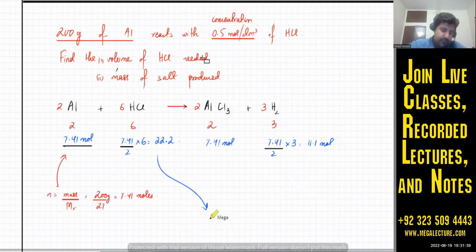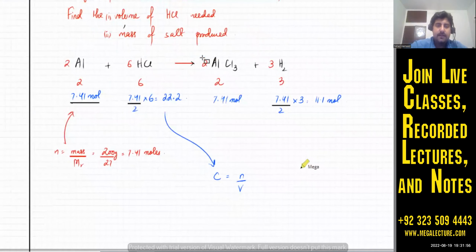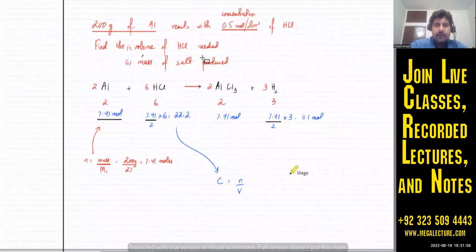तो फॉर्मूला क्या होता है सॉल्यूशंस का? That's concentration is moles over volume, right? Moles over volume. So I know the concentration. The concentration is already with me. दी हुई थी उसने concentration ऊपर दी हुई है. He gave me 0.5 mole per dm³, so I already know that.